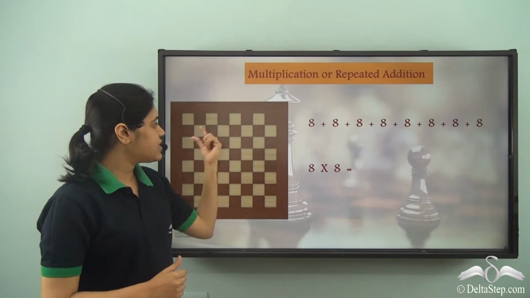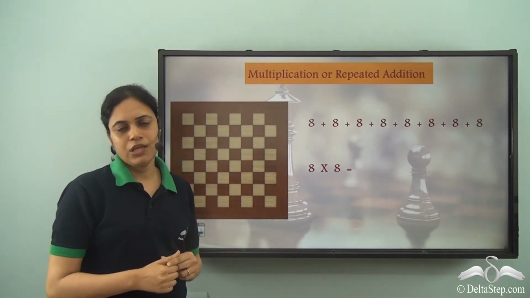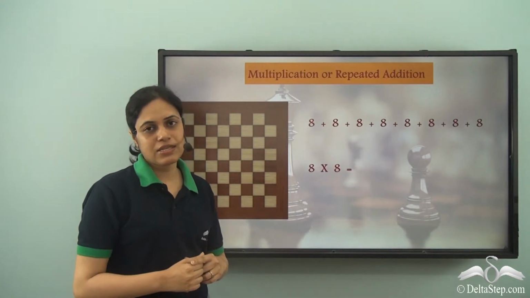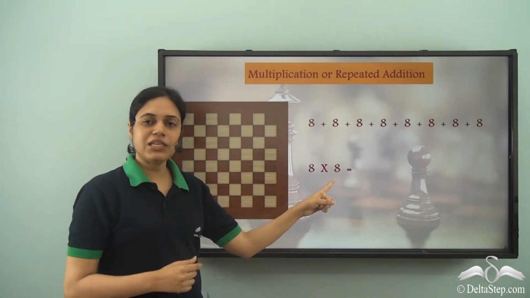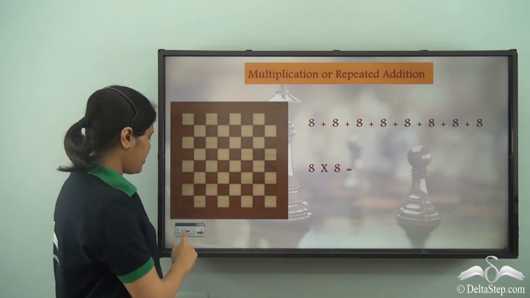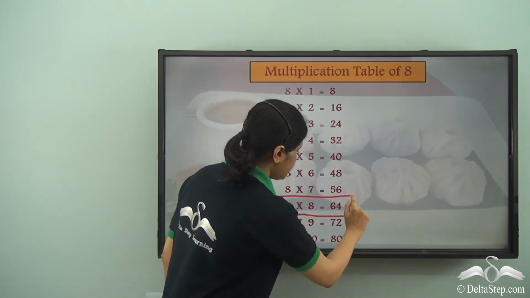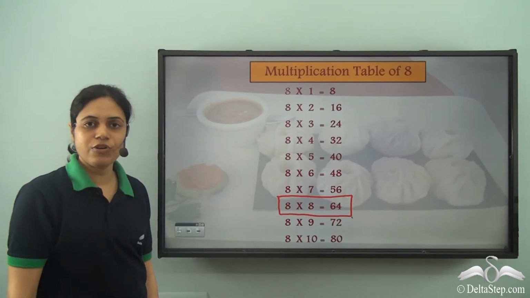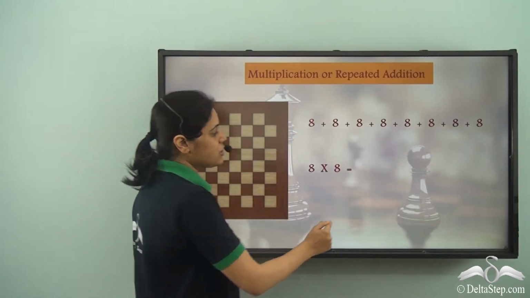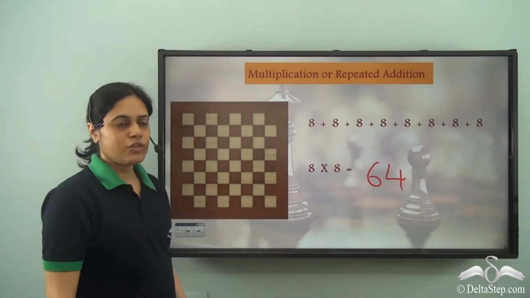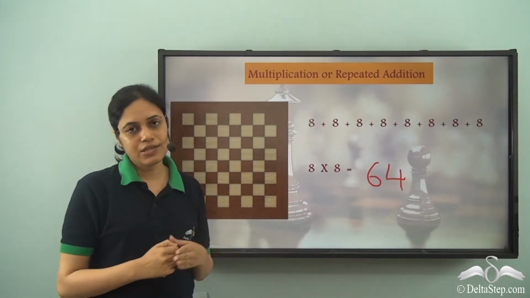How many squares are there on this chessboard? Now it's very easy for you. 8 times 8. What is 8 times 8? 8 into 8. And from our multiplication table, 8 into 8 is 64. So you see how easy it is.